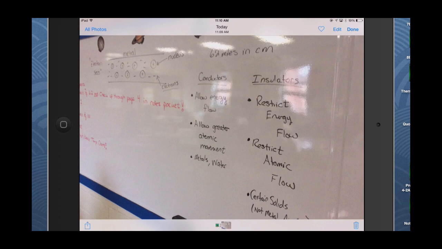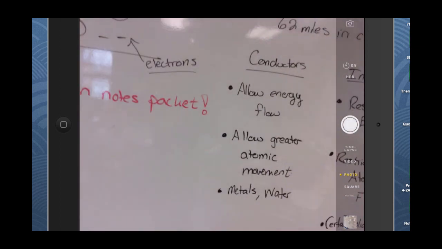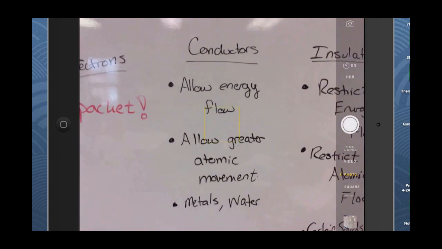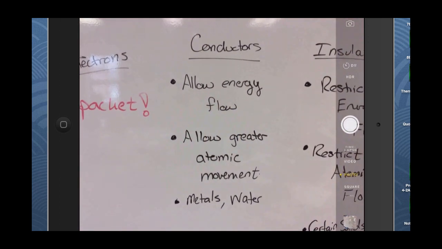There are certain things that naturally, because of the way God made them, have this ability. Metals have this ability, and water does too. They really do. So if we look here, conductors allow energy flow. They allow greater atomic movement. Metals and water are a great example of this.